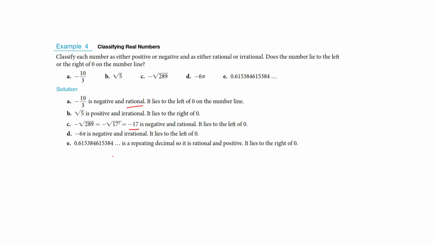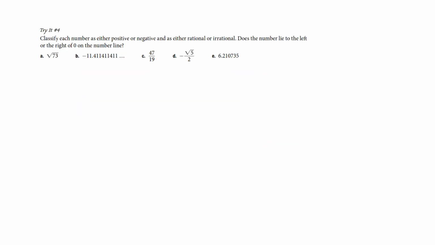And then lastly, yeah, this one begins to repeat after the number 4, or up to the number 4. So this repeats, and so therefore it's a rational number. Okay, there's a whole lot of these. 73 would not simplify, so that's going to be a positive irrational number. This is repeating, so I have a negative rational number. 47 divided by 19, it's going to be rational.